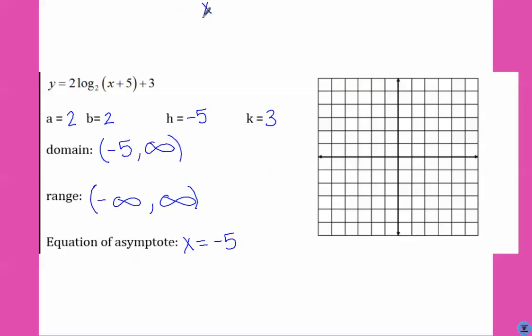So let's make our chart. Our y values would be negative 2, negative 1, 0, 1, and 2. 2 to the negative 2 is 1/4. 2 to the negative 1 is 1/2. 2 to the 0 is 1. 2 to the first is 2. 2 squared is 4. Now remember, we need to multiply all our y values by our a value.